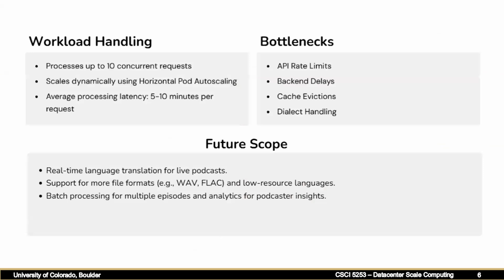Our system is built to handle up to 10 concurrent requests, dynamically scaling with Kubernetes horizontal pod auto scaling. And on an average, each request is processed in 5 to 10 minutes, depending on the complexity. However, we find some bottlenecks: API rate limits during peak times, backend delays for large files, cache evictions in Redis impacting responsiveness, dialect handling for less supported options.